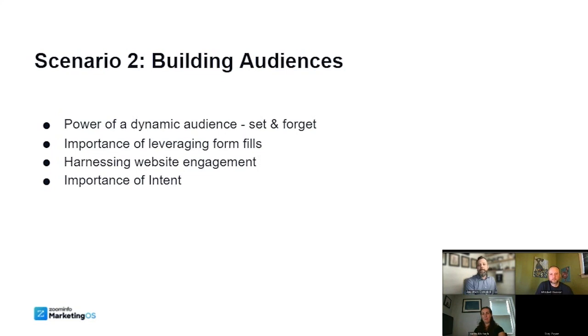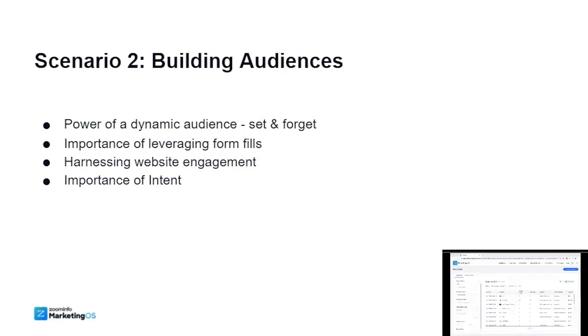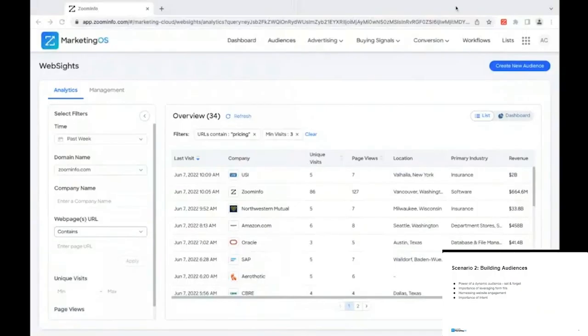So I want to actually steal some screen share away here because I want to look at how you might use one of the tools that we have, MarketingOS, to build a dynamic, always up-to-date audience. So I'm going to jump over into the MarketingOS platform here. The scenario I'm looking at is this: imagine that you have a campaign that you want to run specifically towards decision makers at companies that are visiting your company's website more than 3 times in the last week. That would indicate some pretty high quality first party intent.